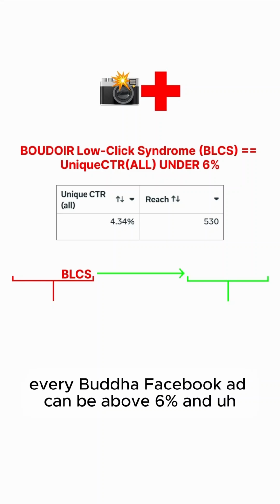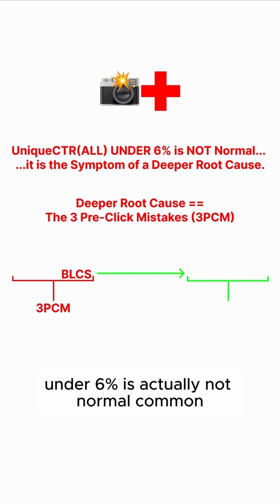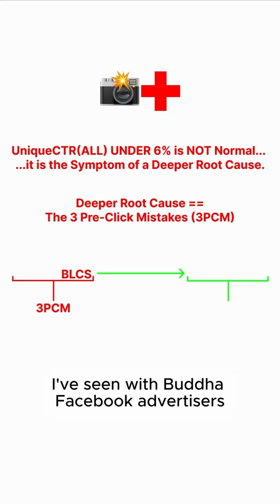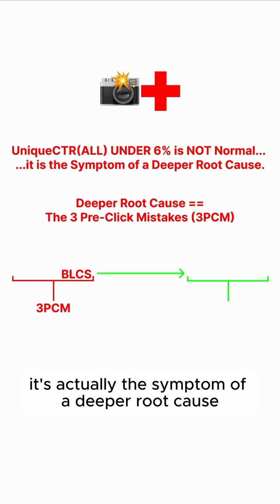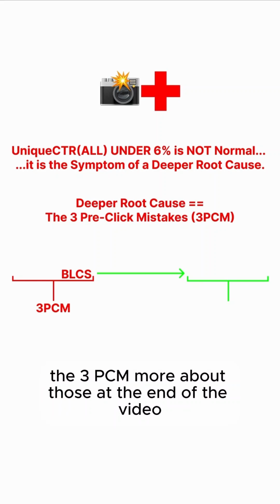6% is the minimum. Every Boudoir Facebook ad can be above 6%, and under 6% is actually not normal. It's the most common thing I've seen with Boudoir Facebook advertisers, extremely common, but it's not normal. It's actually the symptom of a deeper root cause. And that deeper root cause is the 3 pre-click mistakes, the 3 PCM. More about those at the end of the video.